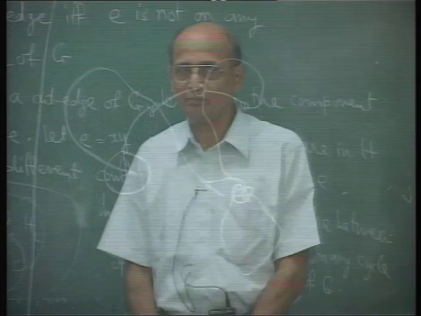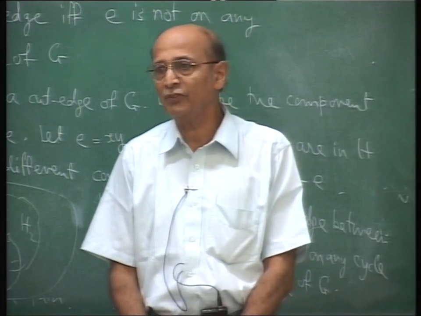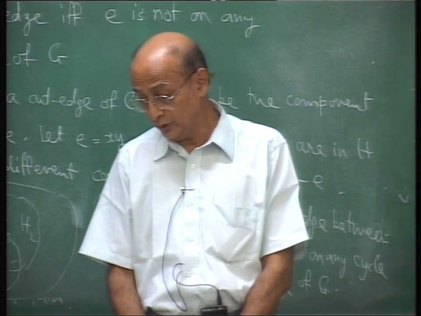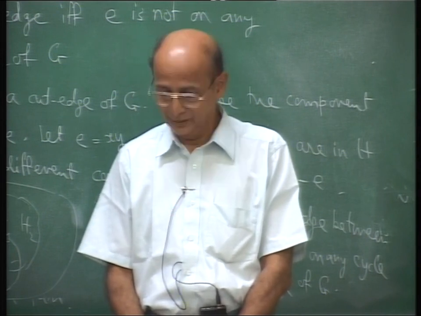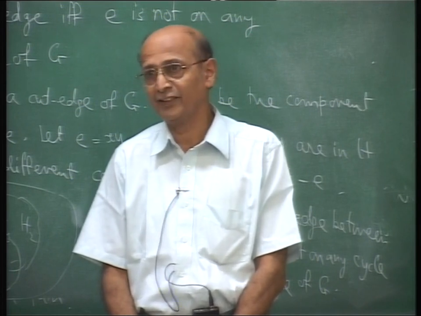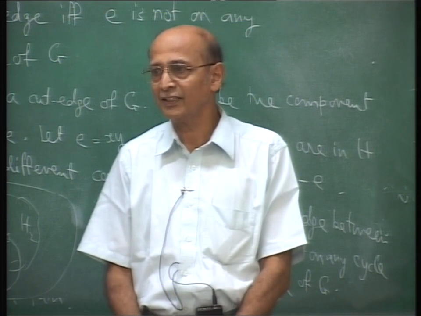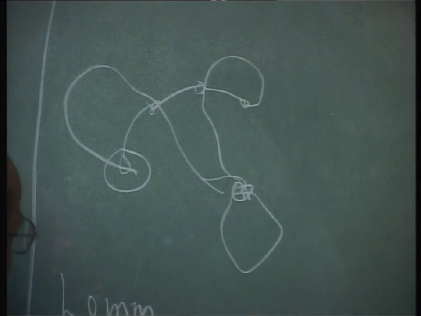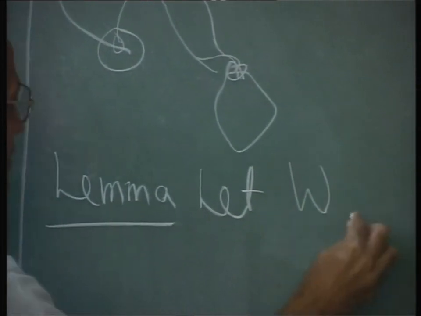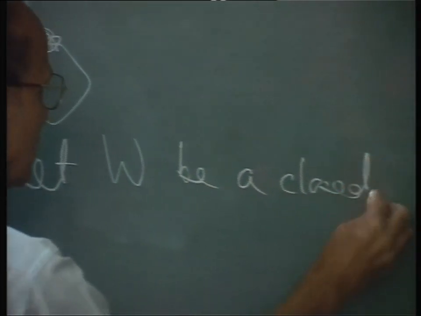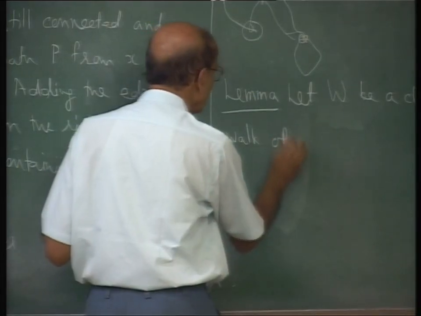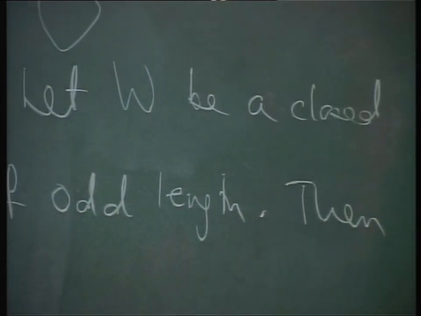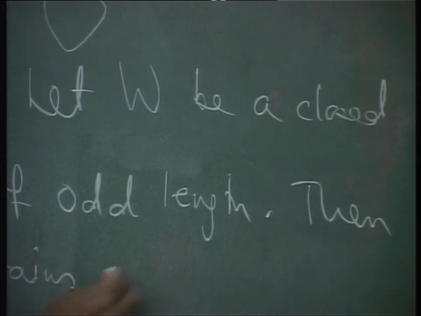A closed walk can be of two different types. You can have a closed walk of even length, or you could have a closed walk of odd length. So we want to say that if you have a closed walk of odd length, then it contains a cycle of odd length. So that's exactly the statement we are looking for.